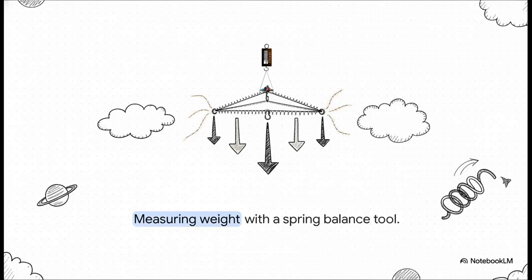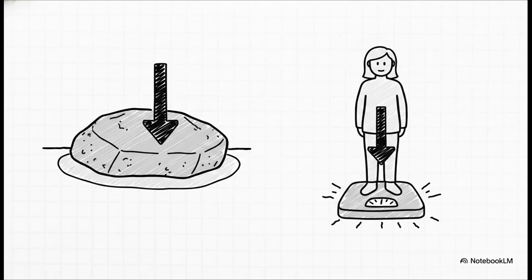Because weight is an active force rather than a static amount of matter, we actually have to measure it using a completely different tool called a spring balance. Instead of comparing stuff to stuff on two sides of a scale, a spring balance simply lets gravity pull the object down, which stretches an internal spring. The harder gravity pulls, the more that spring stretches. Furthermore, weight is measured in newtons.